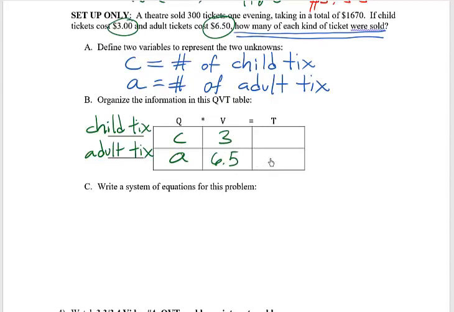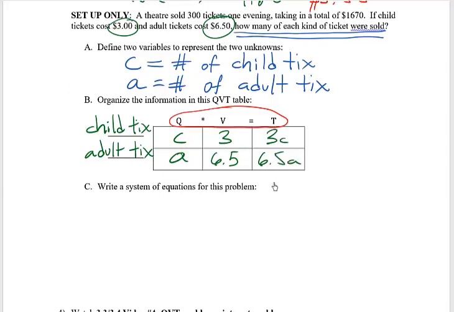Now, here comes the best part. You don't ever have to think about what to put in the final box, the total value box, because we know this relationship exists every time. It's always Q times V equals T. So all you have to do is multiply the first two boxes and write that in the third box. C times 3, that would be 3C. A times 6.5, that would be 6.5A.